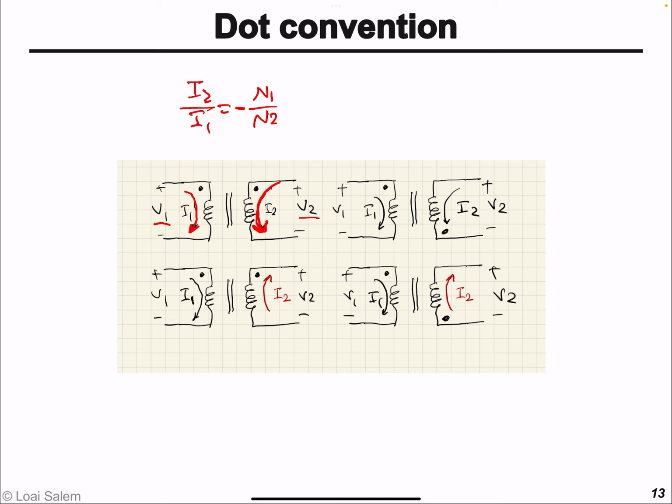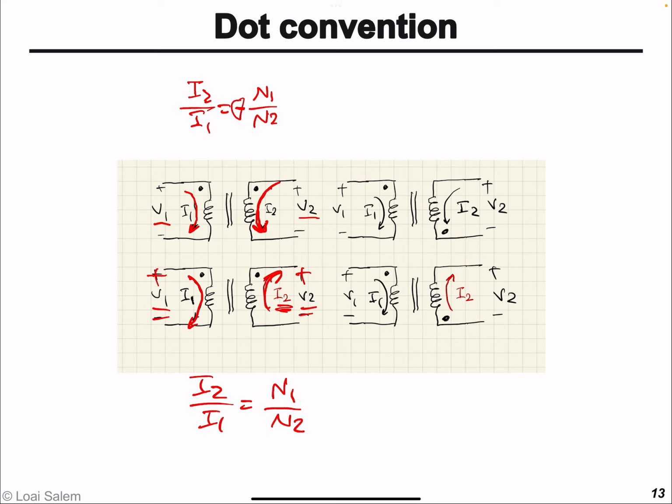Let's look at the bottom case. In the bottom case, I1 is entering the dot and I2 is leaving the dot, so that's the typical reference direction, or how the current will actually behave. The positive current flowing in the secondary is going to leave the dot. So essentially we will have positive N1 over N2 rather than minus N1 over N2.